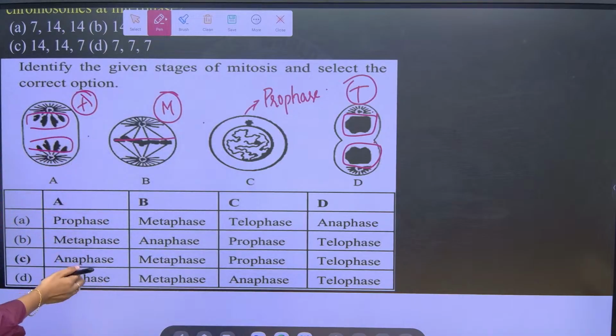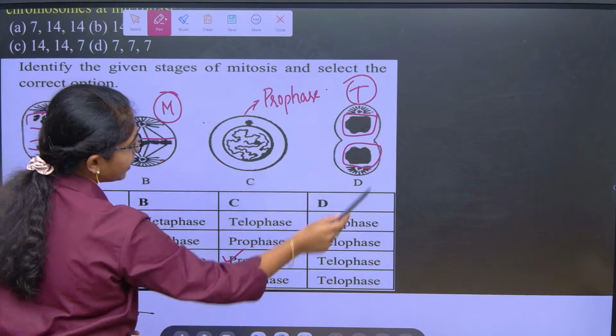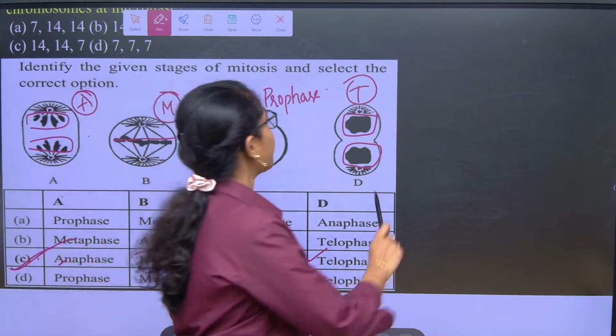So now you have to go with the correct option. First, A is what? Anaphase. Next B will be metaphase, C is prophase and D is telophase. So here we are going with option C.